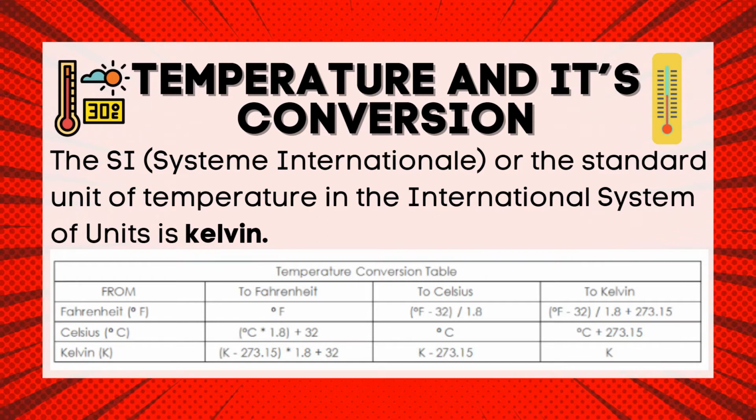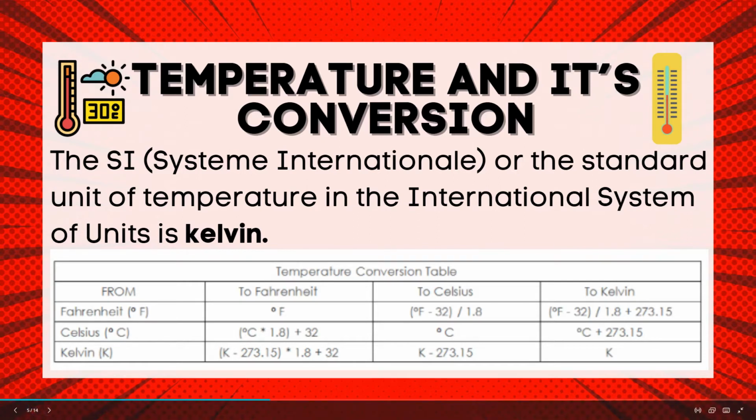The Celsius scale sets the freezing point of water at 0 degrees Celsius and the boiling point of water at 100 degrees Celsius. Fahrenheit is another unit of temperature and one of the most commonly used temperature scales in the United States. Fahrenheit sets the freezing point of water at 32 degrees Fahrenheit and the boiling point at 212 degrees Fahrenheit.